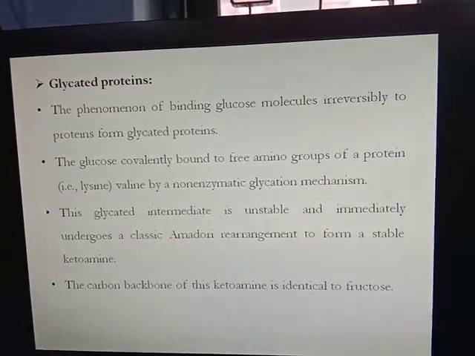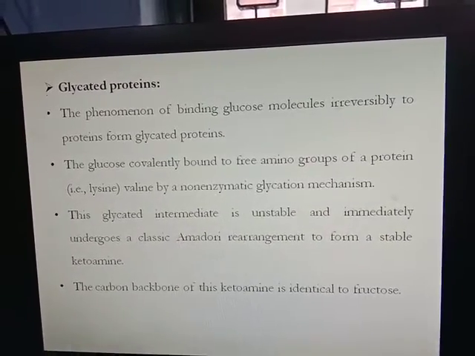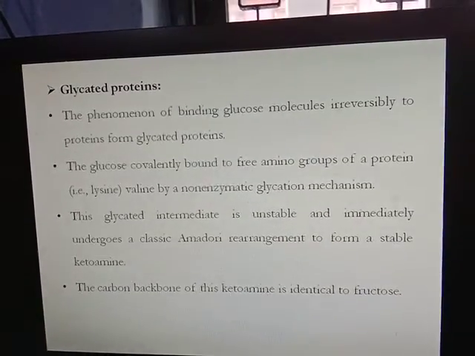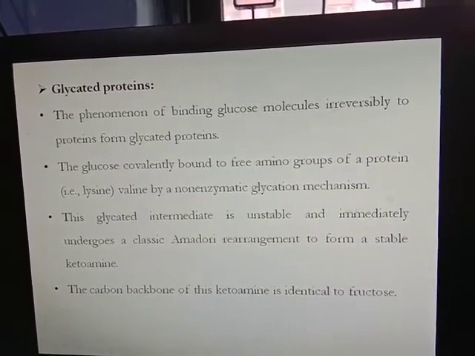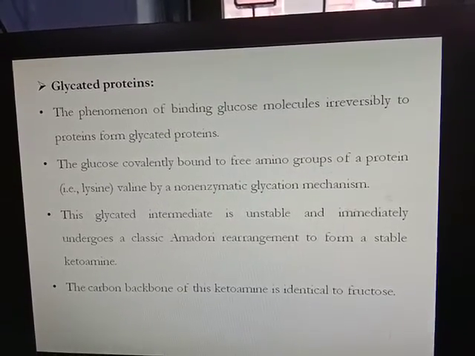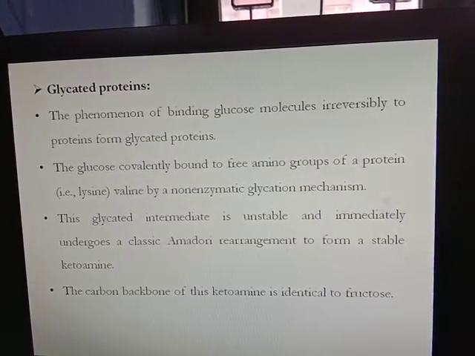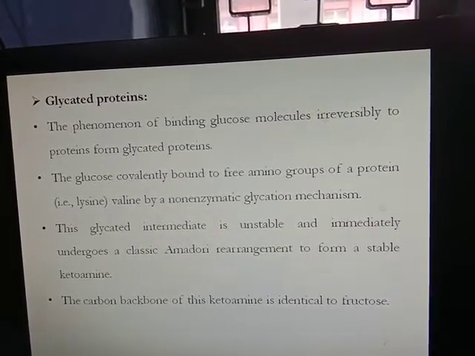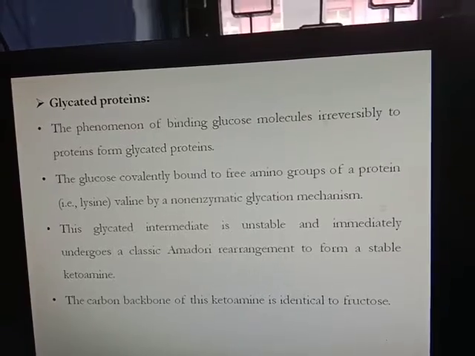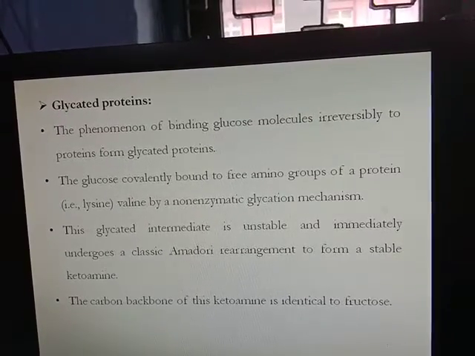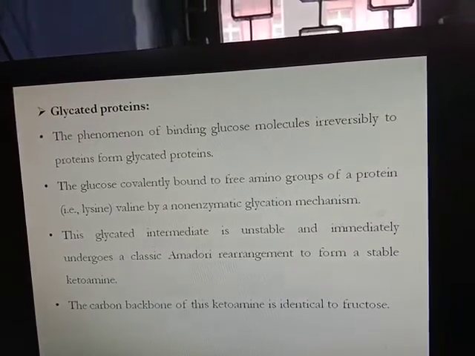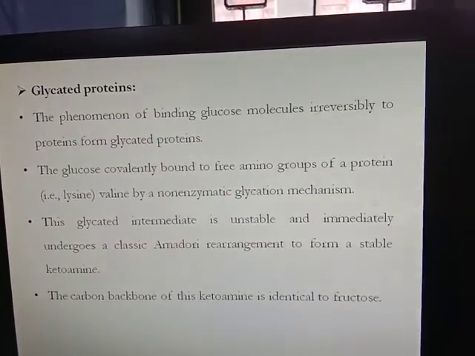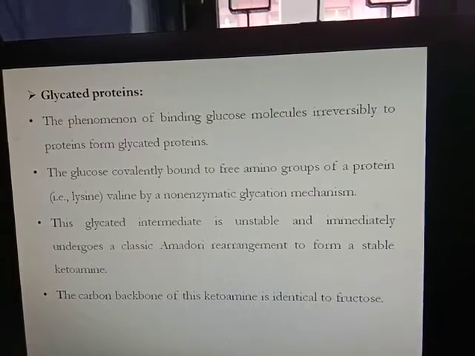The proteins which are used for the determination of blood glucose are called glycated proteins. Glycated proteins means proteins bound with glucose or carbohydrate. The phenomenon of binding a glucose molecule irreversibly to a protein forms glycated proteins. The glucose molecule is covalently bound to the free amino group of the protein.